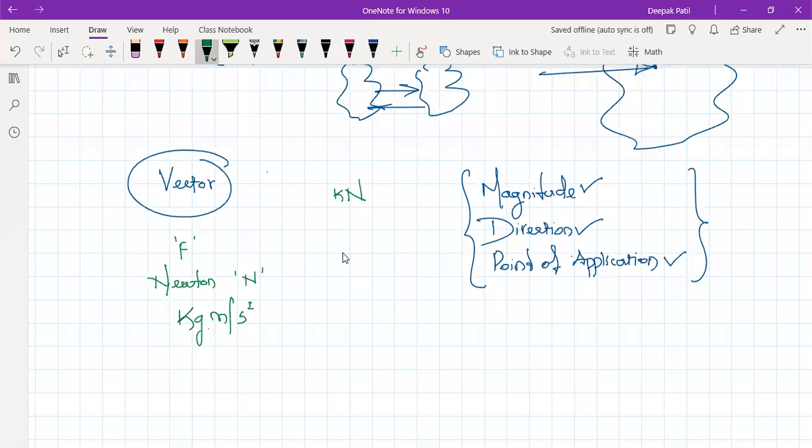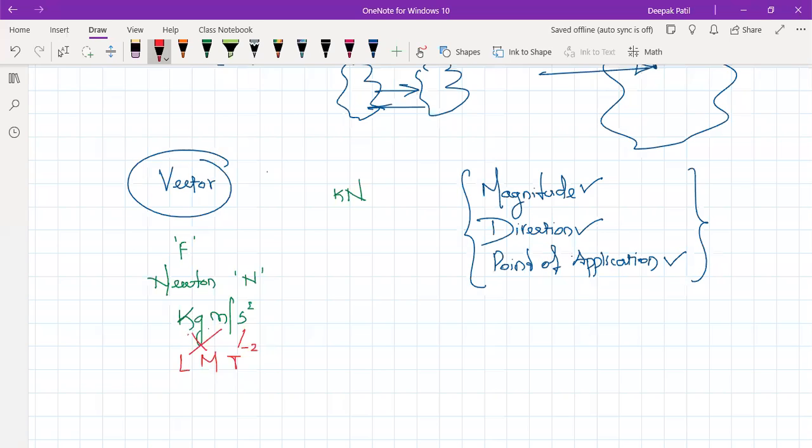Now, what are the dimensions of force in terms of LMT? It is M L T minus 2. Because L is for length, that is meters, and M is for mass, that is kg, and divided by second square, that's why T raised to minus 2, reciprocal.